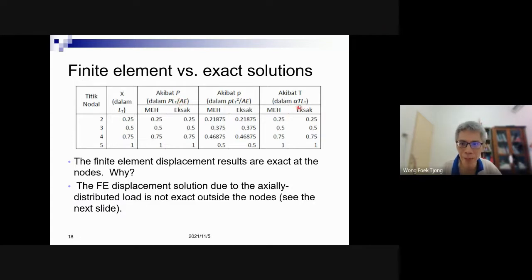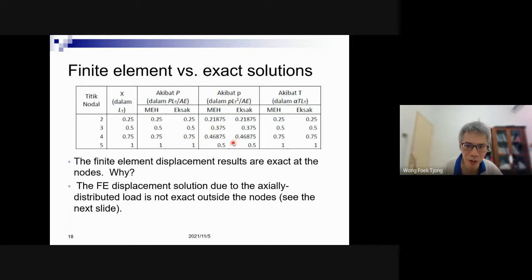Due to the temperature change T only, the result is exact at all points, not only at the nodes. What I mean by all points is including any point, not only the element nodes, okay? But due to axial distributed force p, it is only exact at the nodes.